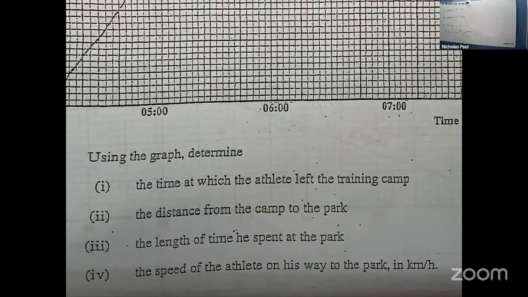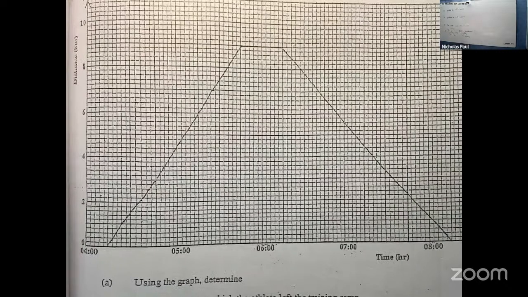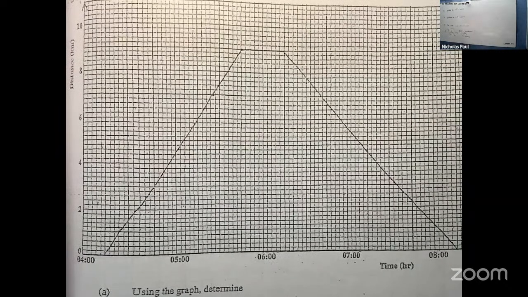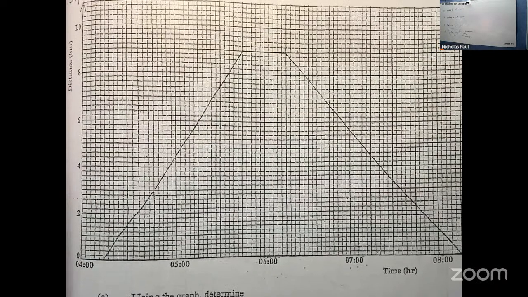Right? And I'm zooming into the graph. What type of graph is this? You might be able to see it, it's a distance time graph, right? That's okay. So we're using the distance time information. Part one. You can take a picture of the graph if you need it. Part one, the time at which the athlete left the training camp.